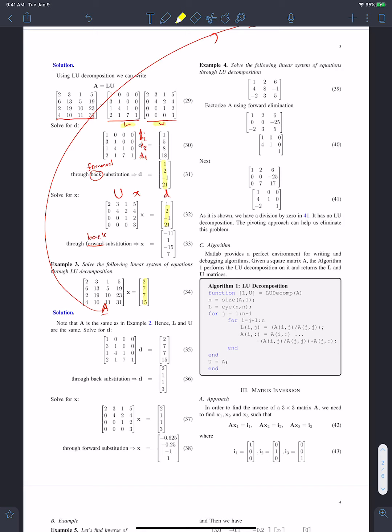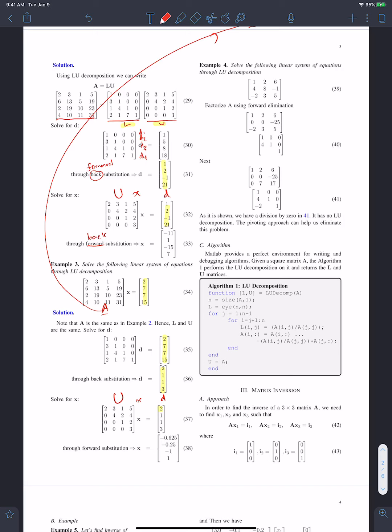So we will just solve L times D is equal to the new B. So we will get a new D. Then you solve U times X is equal to D, and then you will get X. That's it.